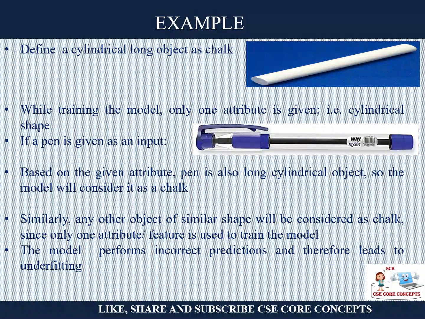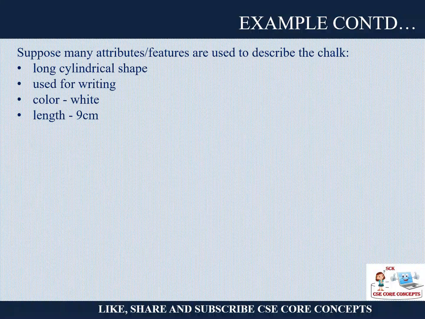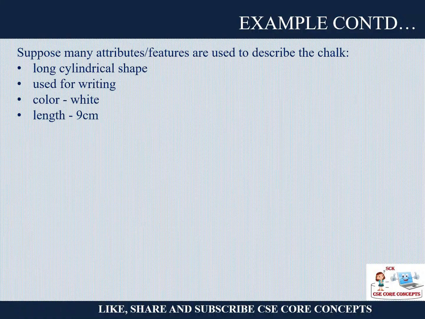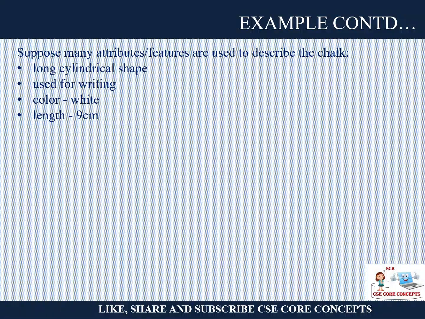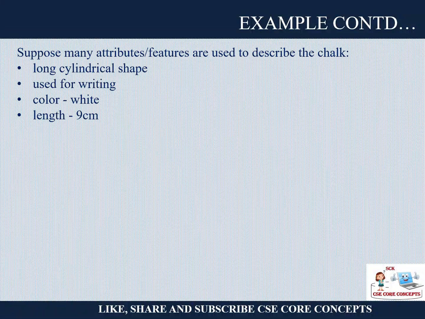The model performs incorrect predictions, and therefore this is leading to underfitting, because you have used very few attributes for defining the data. Now let us say you say that okay, my model is wrongly classifying, it is considering all cylindrical objects as chalk. Let me just redefine the attributes. So I am saying any object which is long cylindrical shape, which is used for writing, the color is white and the length is 9 centimeter, that is a chalk.